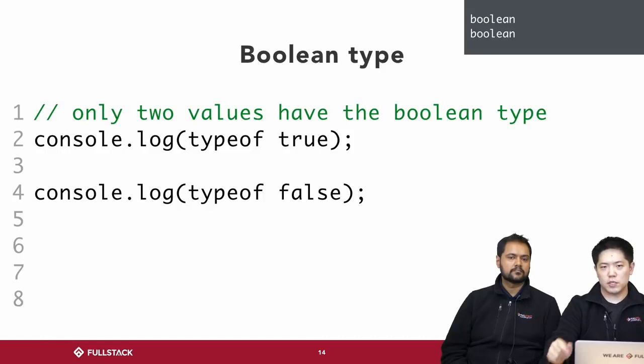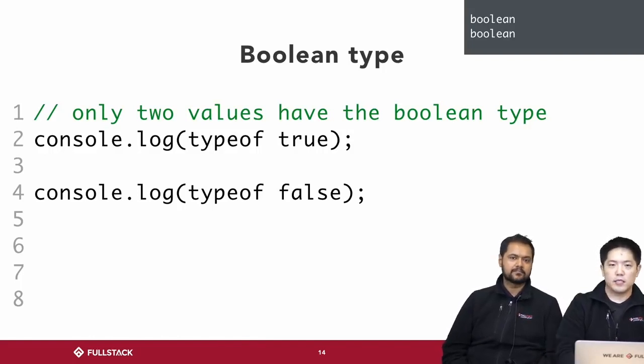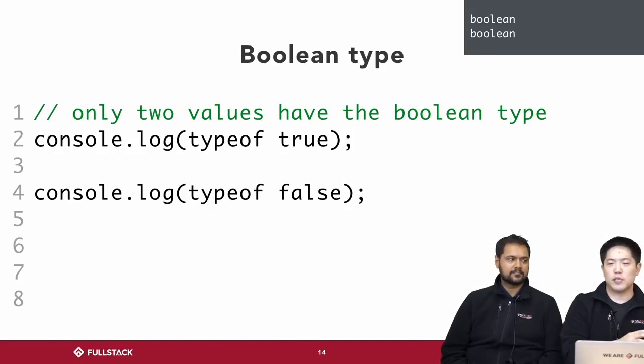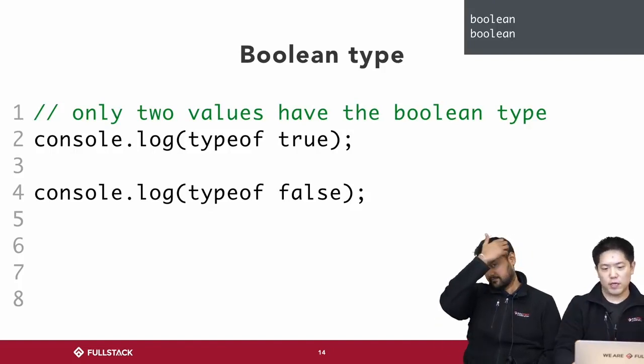Now, quick quiz. The Boolean that this console log is outputting, what type is that? That itself is a string. Exactly. Remember what I talked about, typeof true: you can think of typeof as an operator that takes a value and returns a string representation of that value's type.